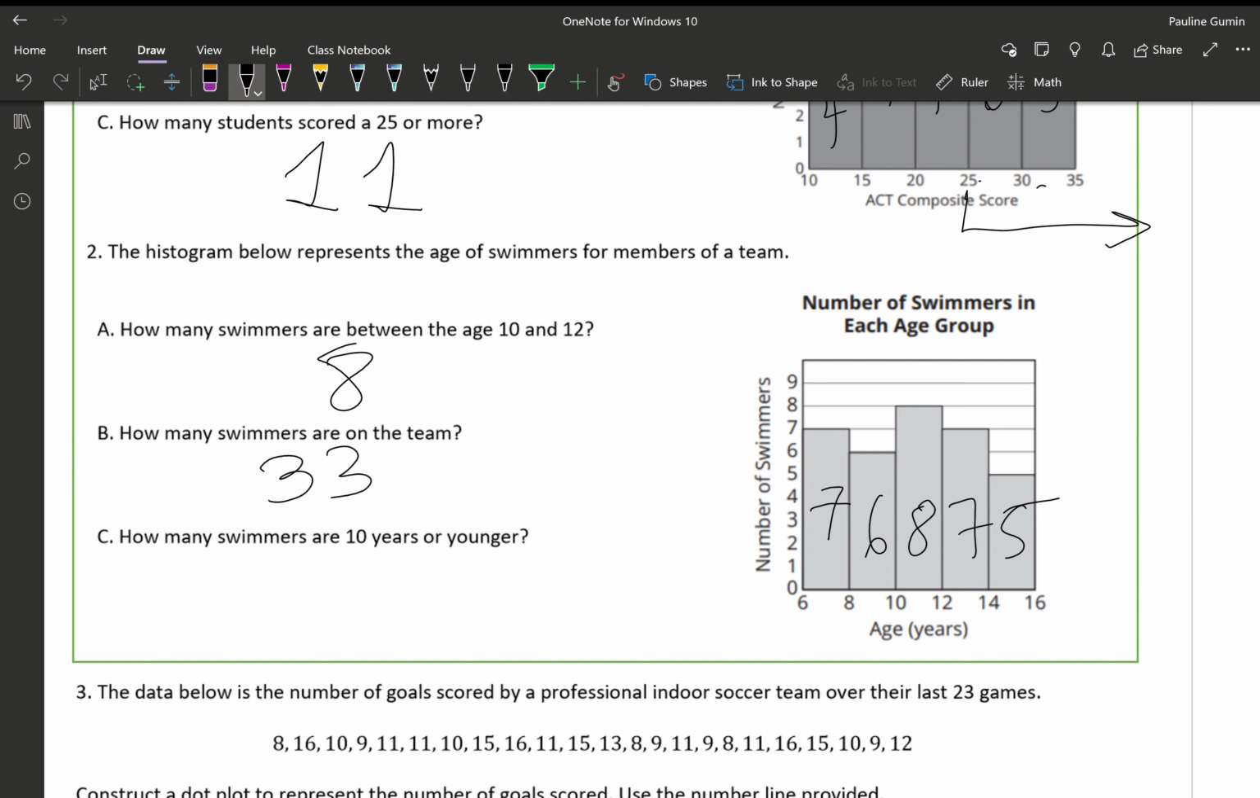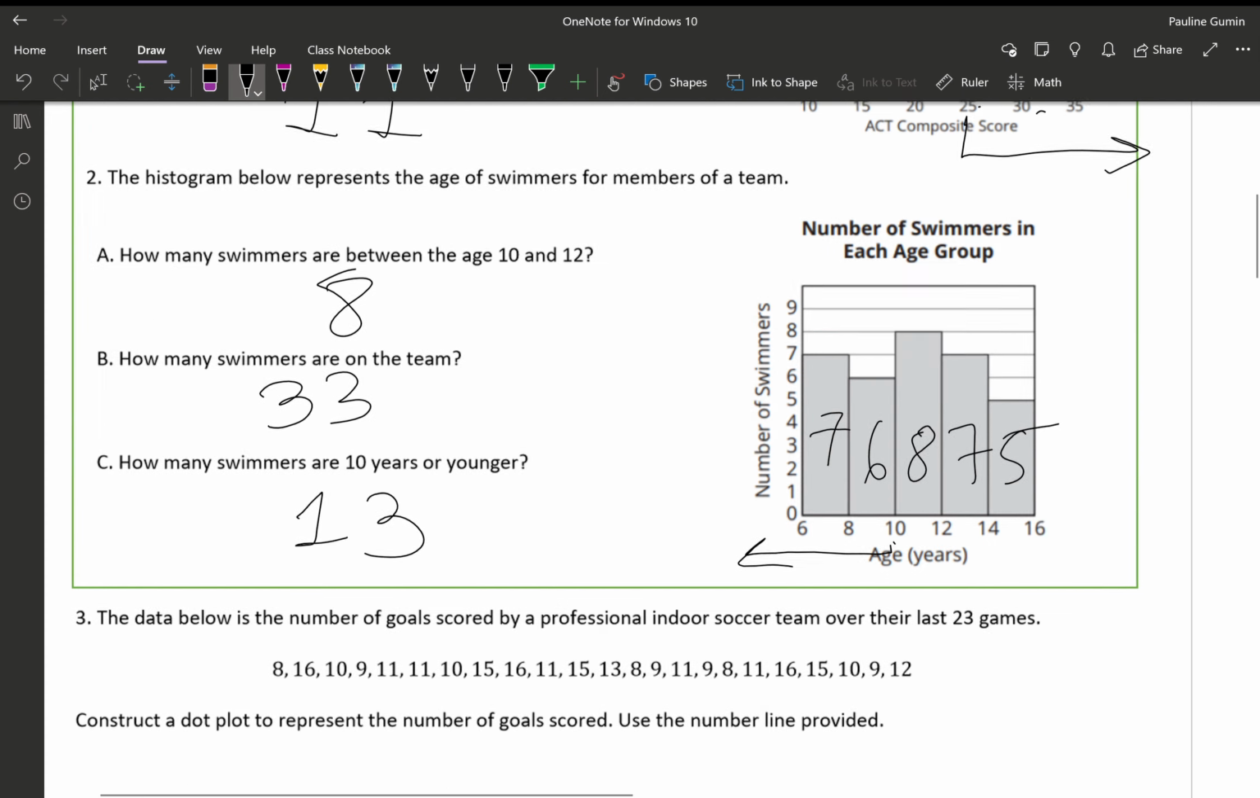Letter C. How many swimmers are 10 years or younger? Let's take a look. We start from 10, and younger means going to the left. That's younger than 10. So we've got the intervals 6 through 8 and 8 through 10. That's 7 plus 6, 13 swimmers are 10 or younger.